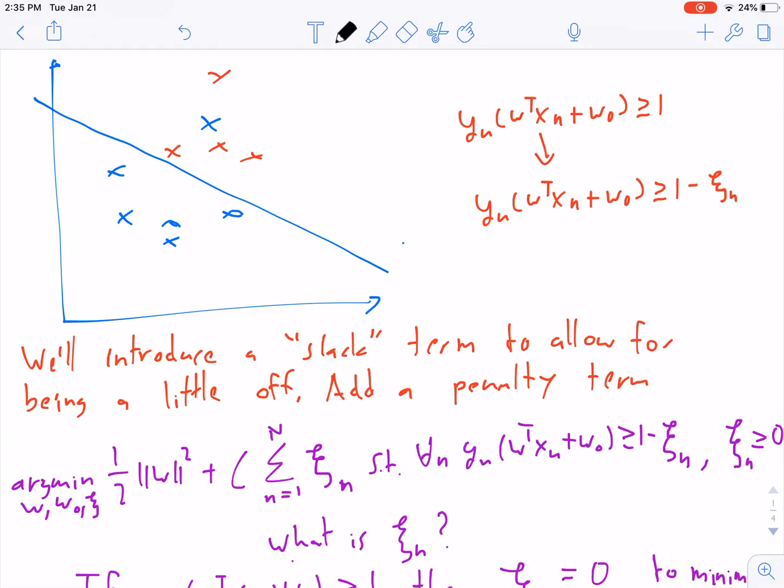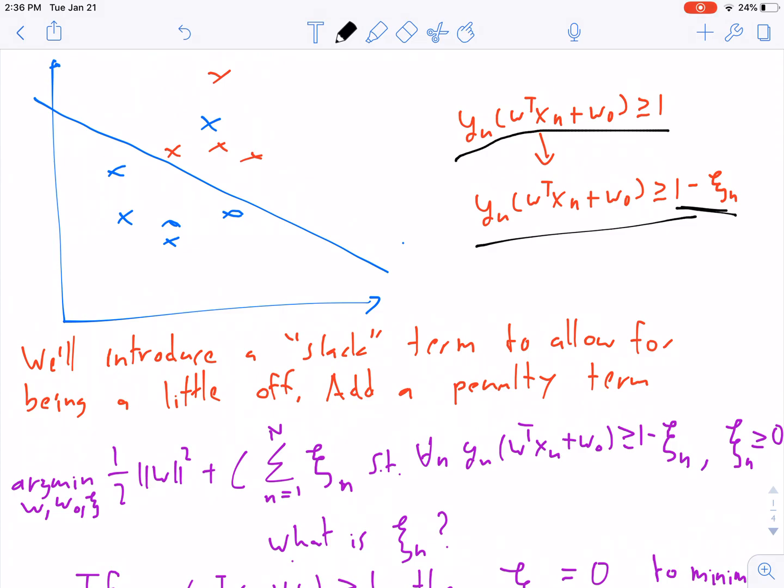So the high-level idea of how we will develop a soft margin classifier is we're going to introduce a slack term to allow us to be a little bit off. By that I mean, in our hard margin classifier, you might recall that we required the condition that yn times w transpose xn plus w naught is greater than or equal to 1. But in this case, we will require the same condition, except it can be greater than or equal to 1 minus our slack term. And there'll be one slack term for every data point.